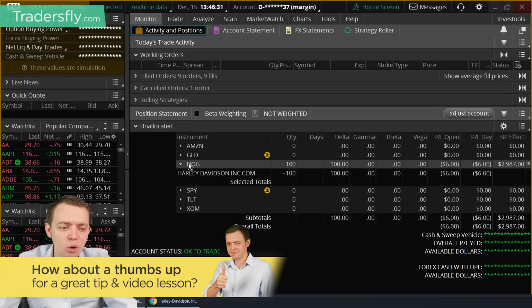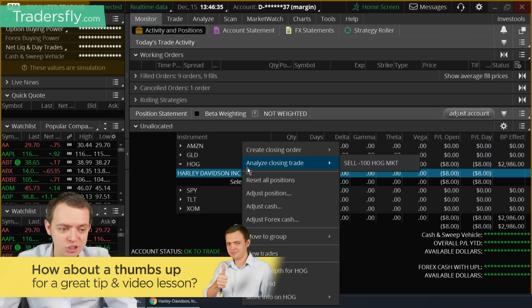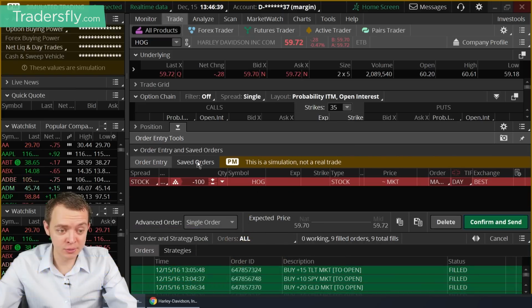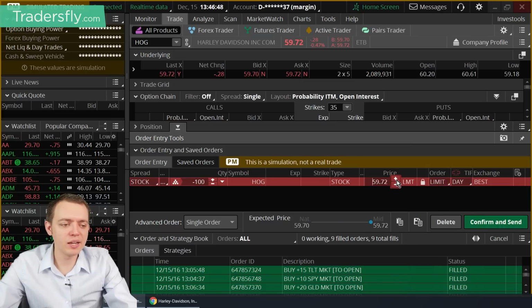Now here's a quick little bonus. In order to sell or get rid of this, you could right click and just say create a closing order and sell the Harley Davidson position. And the same thing will come up. Again, you can see it's right there, 100 shares. You could change it to a limit order because you want to sell it for a higher price typically. And then again, you go ahead, hit confirm and send.